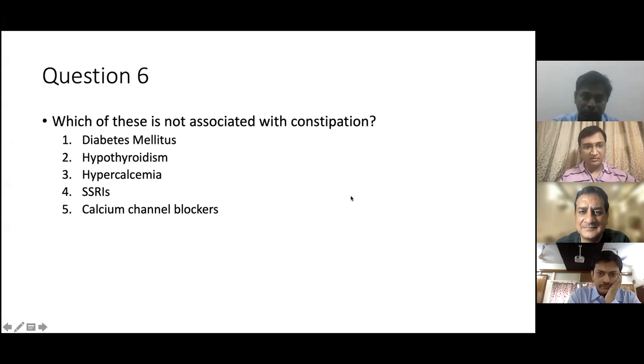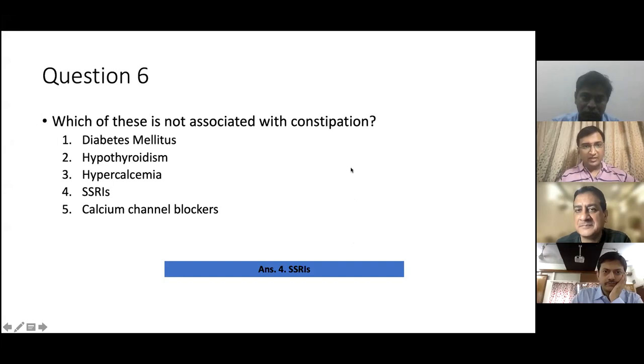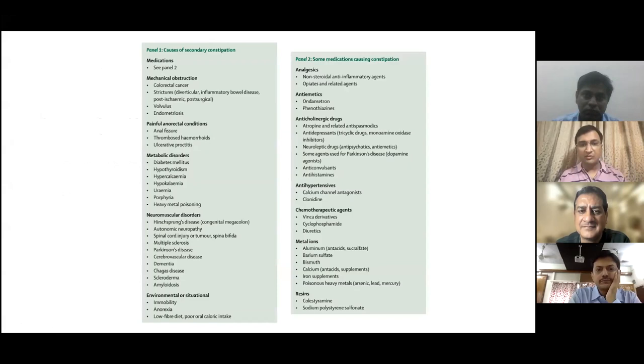So we need to know the secondary causes of constipation, and we need to rule them out in any patient who presents to us with constipation. Especially taking a very good drug history is very, very important. Drugs like any antispasmodics, ondansetron, any opiates, or even any calcium channel blockers. These are histories that are very relevant to a patient who presents to us with constipation.